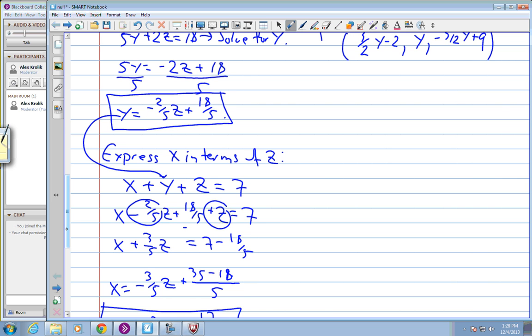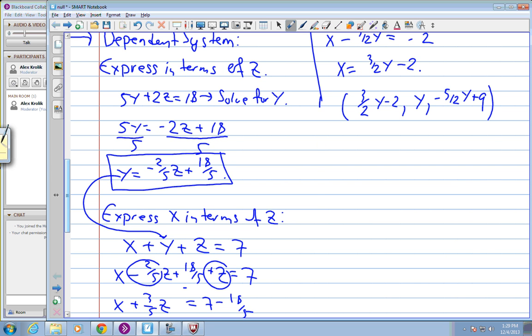Okay? So let's say I have this rule. Now if I start assigning values to y, I can generate the solution. Like, for example, before we got a solution 4, 4, negative 1. Y equals 4. So if I let y equal 4 and plug 4 in here, 3 halves times 4 is what? 6. 6 minus 2, 4. Y is 4. If I plug 4 in here, 5 halves times 4 is 10. Negative 10 plus 9 is negative 1. So it still generates the same points, right?